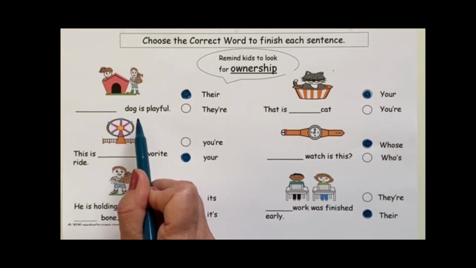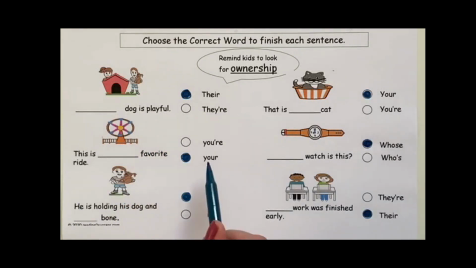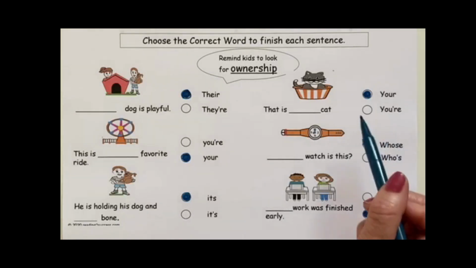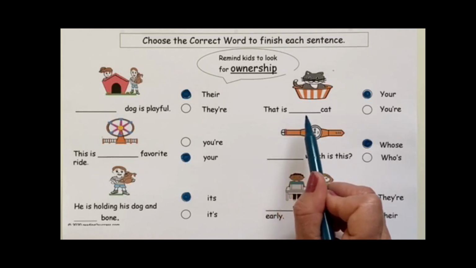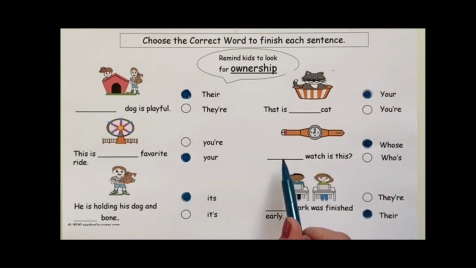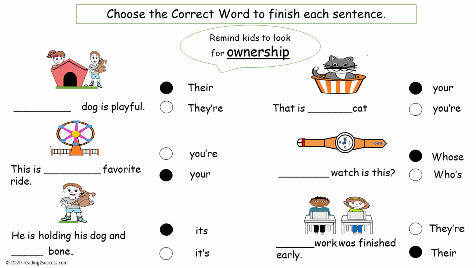Their dog is playful. This is your favorite ride. He is holding his dog and its bone. That is your cat. Whose watch is this? And their work was finished early. And this is a completed example.